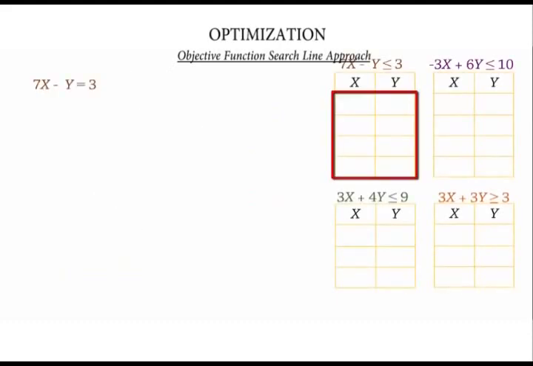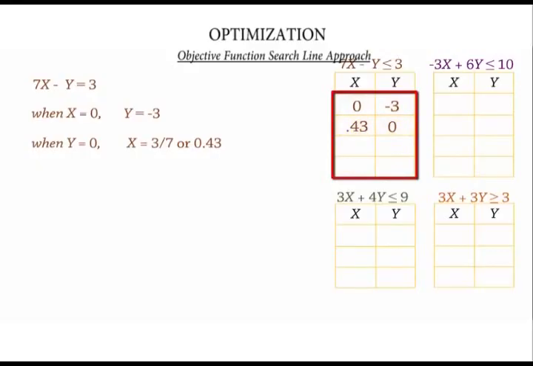For the first constraint, when x is 0, y is negative 3, and when y is 0, x will be 0.43. These 2 points are not friendly to work with. We have a negative and a quite difficult decimal. We don't want this, so let's try some more points.